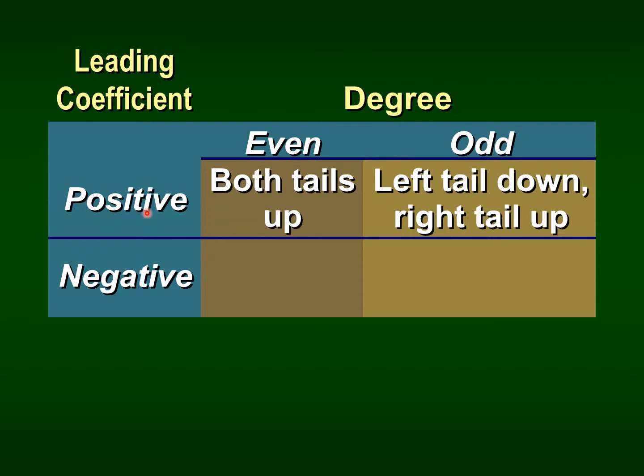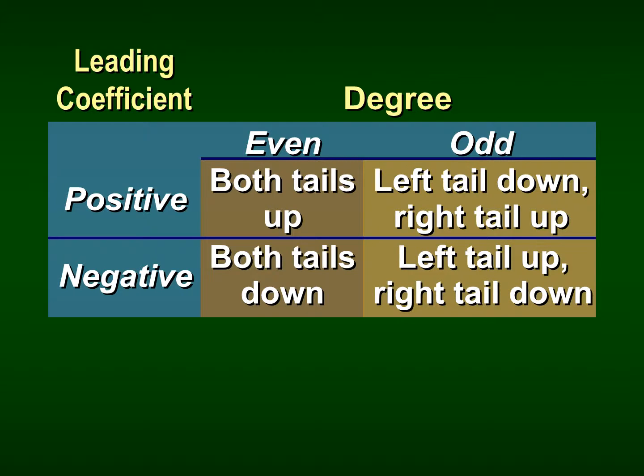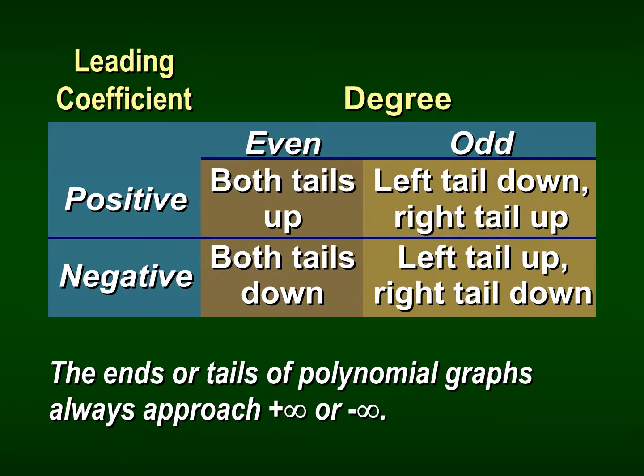If you have a leading coefficient that's positive, but you have an odd degree, your left tail goes down, so it's coming up from the third quadrant, and your right tail goes up, so it's leaving from the first quadrant. If you have a negative leading coefficient and an even degree, both tails go down, so it's coming up from the third quadrant and leaving through the fourth quadrant. However, if you have a negative leading coefficient and an odd degree, your left tail is up and your right tail is down. So it's coming in from the first quadrant, but then it's going to leave in the fourth quadrant. The ends, or the tails, of the polynomial graphs always approach infinity or negative infinity.